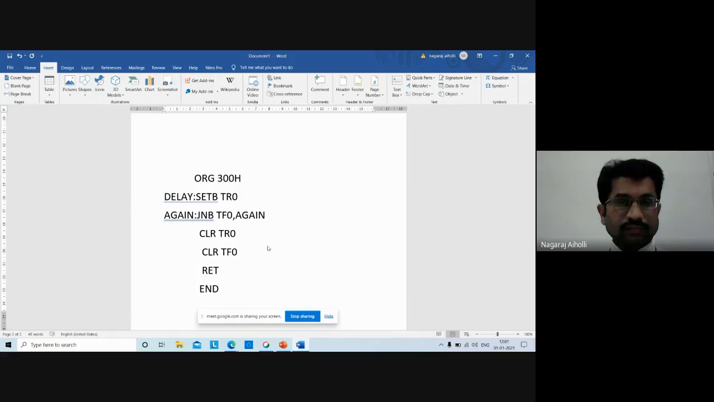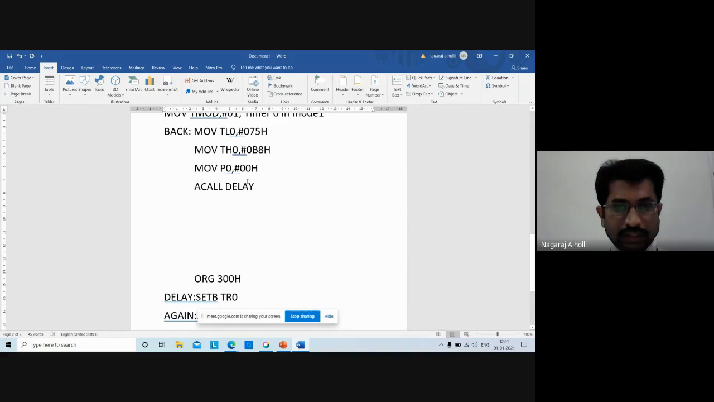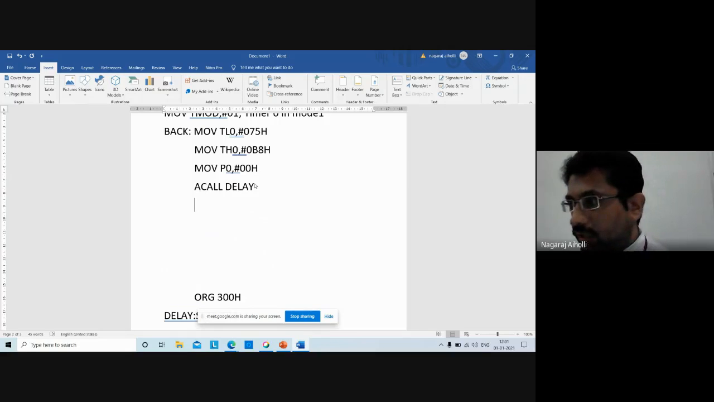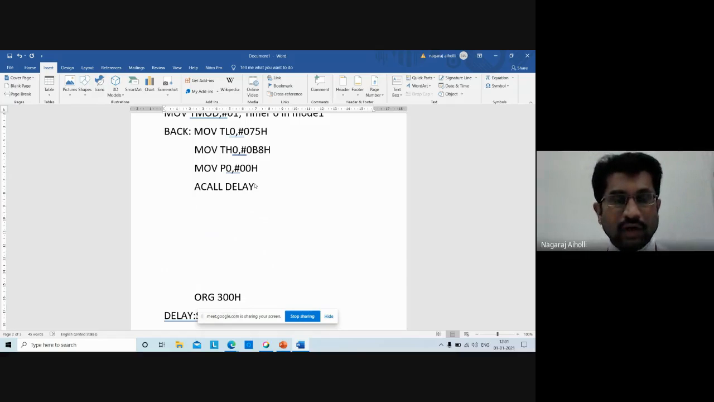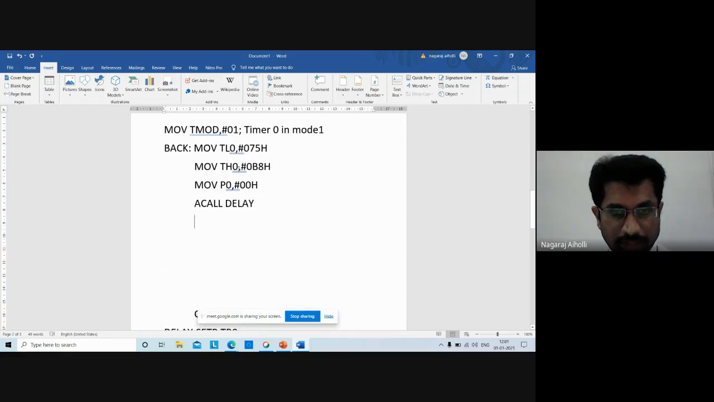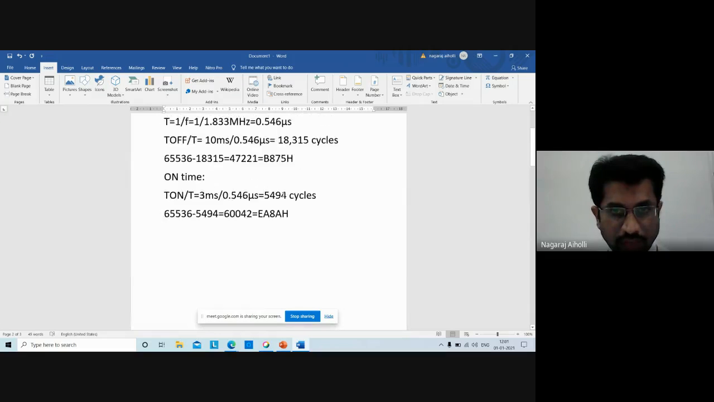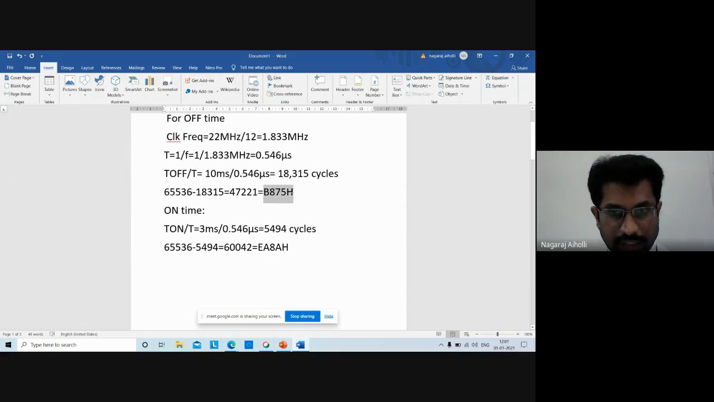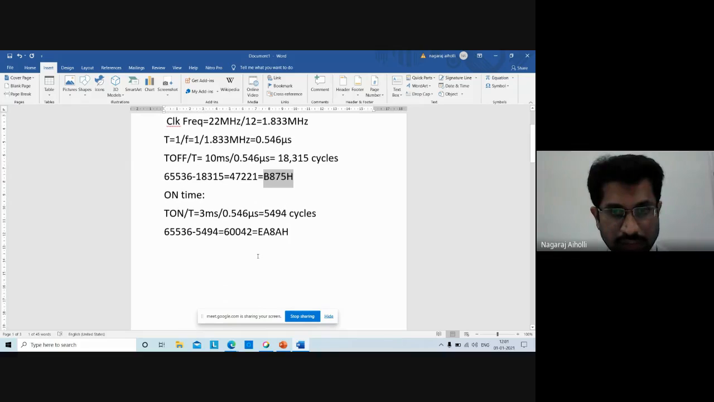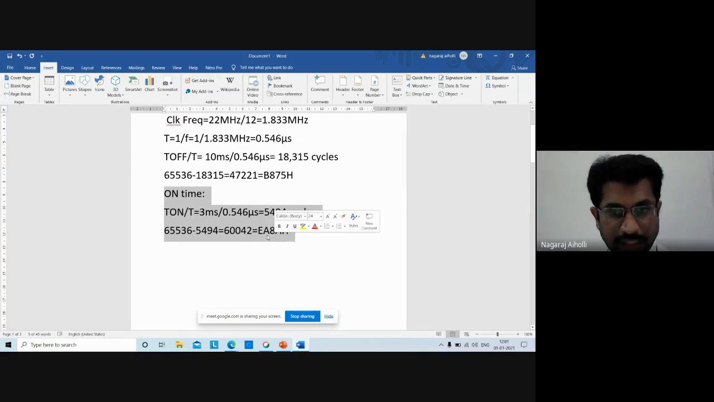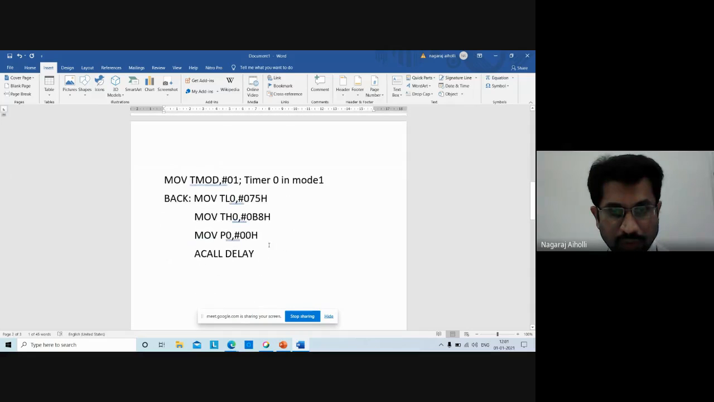Okay, so where will return go? It will return to the next instruction after the call instruction. ACALL delay, here it was called. In the next instruction, what do we have to write? We have to store the on and off values. This B875 is for the off time, the starting value. For the on time, what is the starting value? For the on time, it is EA8AH. EA8AH is the starting value that we have to store now.